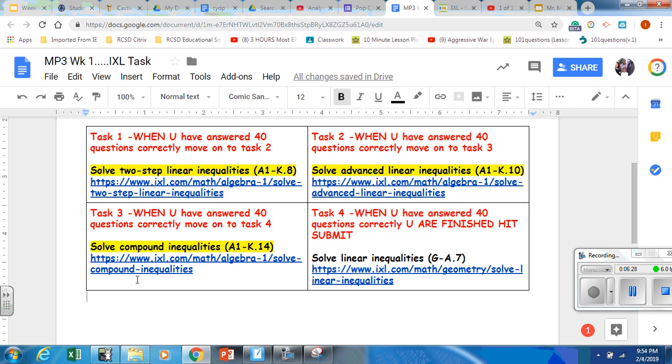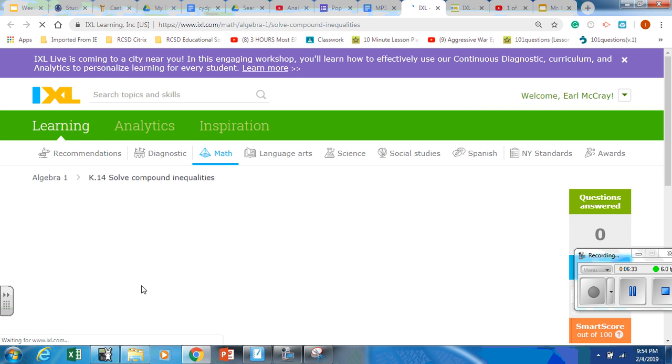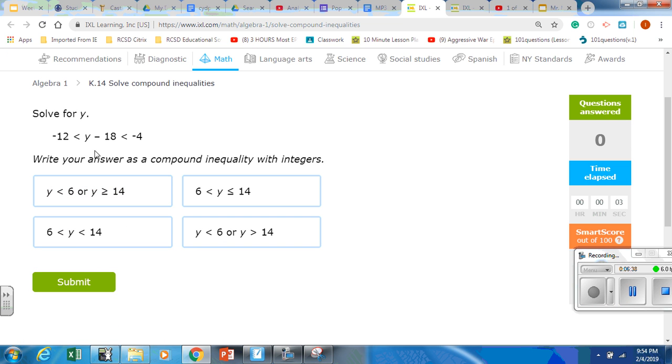A compound inequality. A compound inequality looks like this, where I have x in the middle, and I have a statement that talks about it being less than something, but also a statement about it being greater than something. So the correct way we say this is that y minus 18 is greater than negative 12, and y minus 18 is less than negative 14, or negative 4. So we have a greater than and a less than.